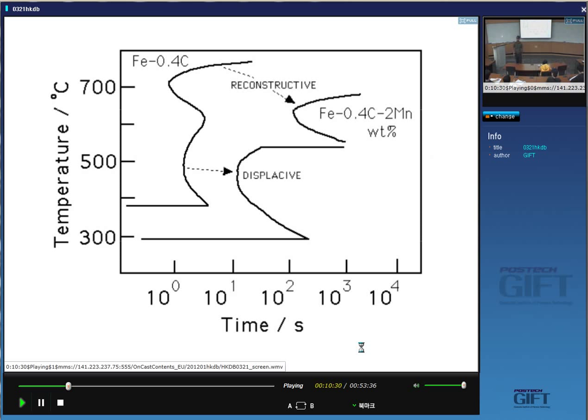Any ideas what alloying elements do? Very good. So if the elements partition between the phases, then they have to diffuse, right? And diffusion can be slow. So how does that explain the difference between reconstructive and displacive? Yeah, there isn't diffusion with displacive, so the effect is going to be much smaller. But there is an effect. So where does that come from? Even the displacive transformation is influenced by manganese. So how does manganese influence it if it's not diffusing?